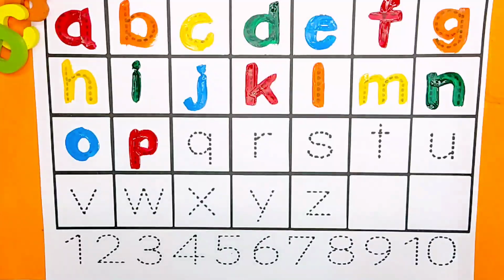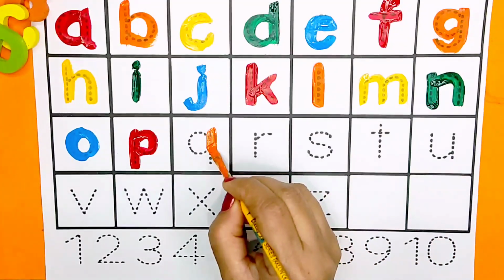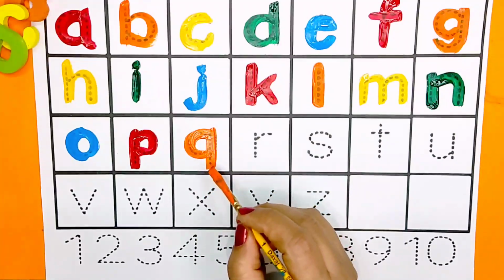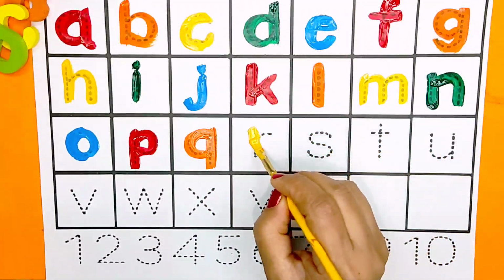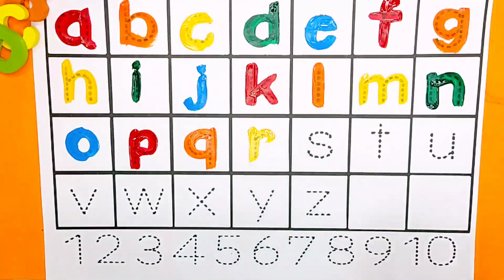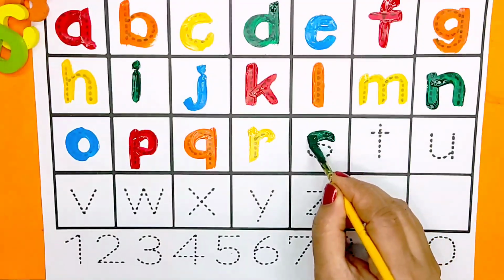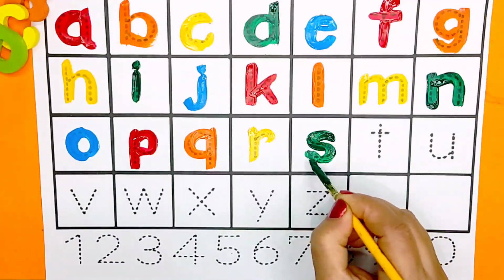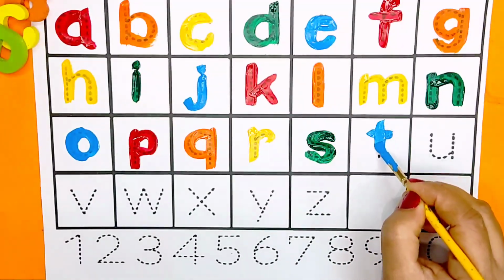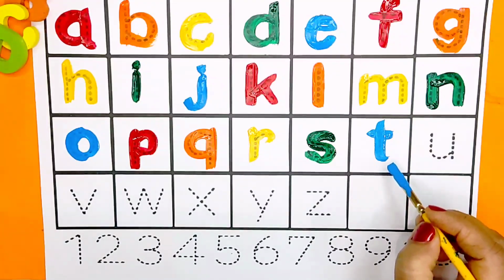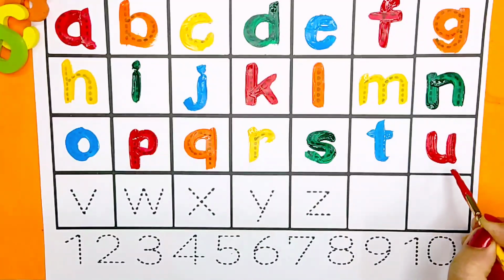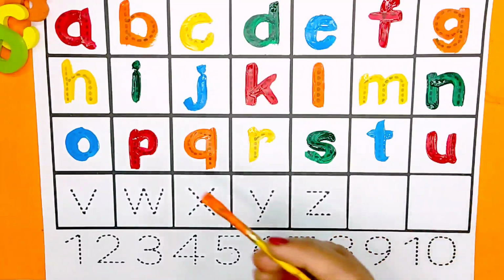P for pencil, orange color. Q for queen, yellow color. R for rain, dark green color. S for sun, sky blue color. T for tiger, red color. U for umbrella, orange color.